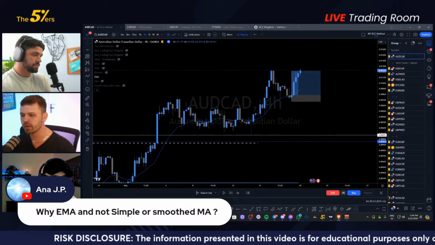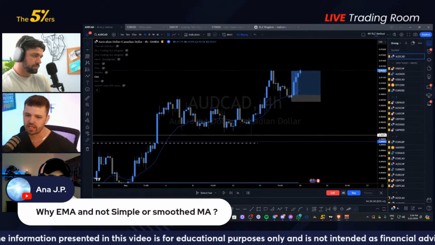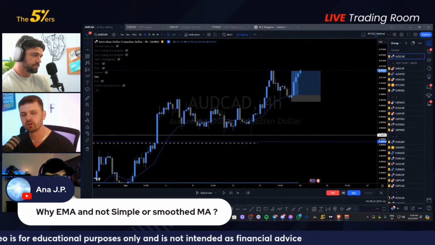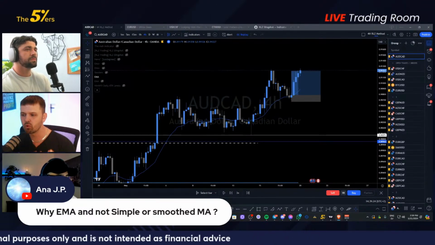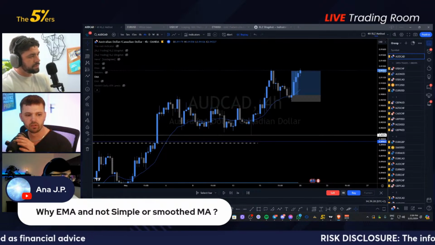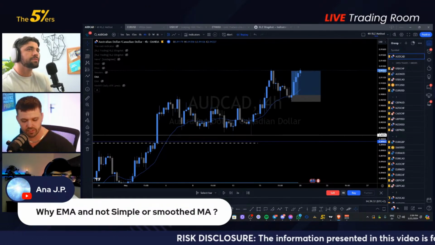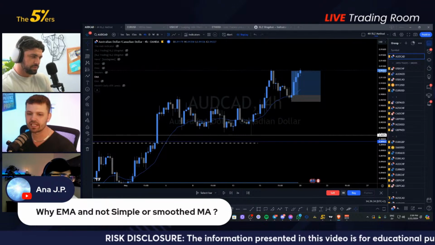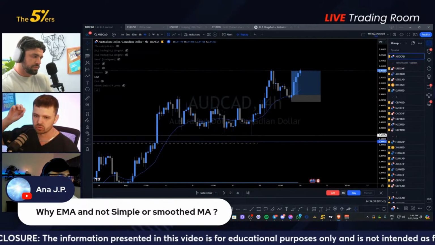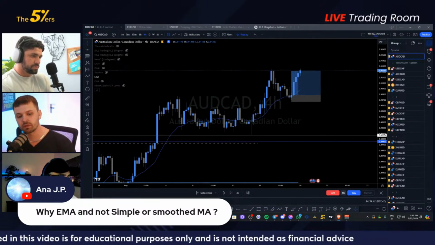But on EMAs, half of those candles are calculated as a simple moving average, and the rest of the half, they put more emphasis on the most recent candles. Yes, exactly. So more emphasis on the most recent candles, which means that the EMAs will react quicker to price changes. Now, why do we use EMAs and not SMAs?